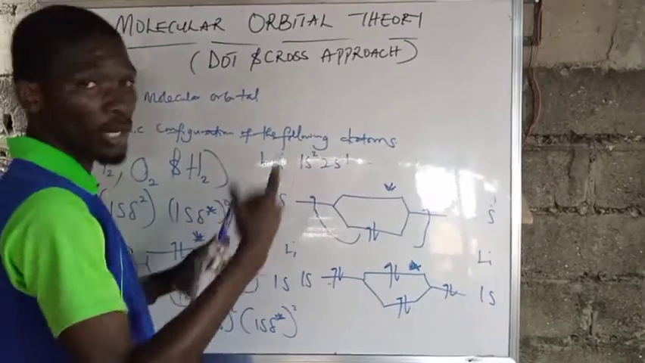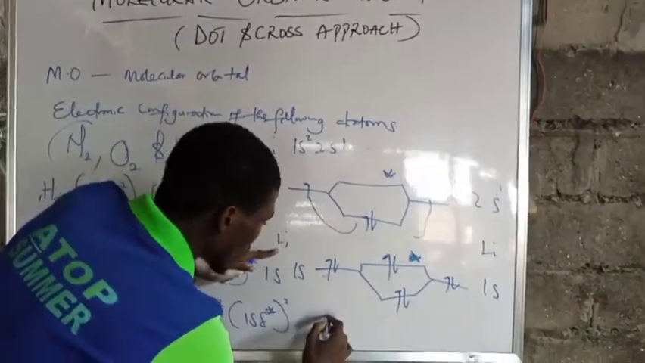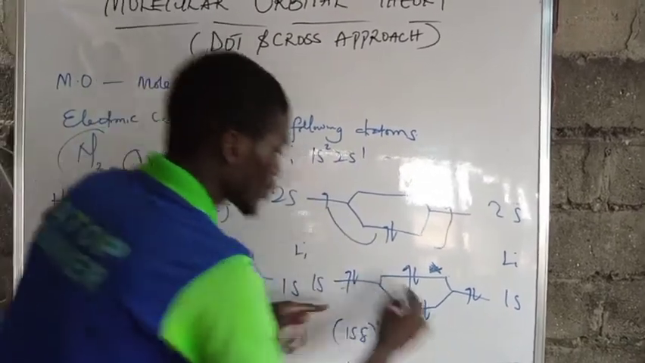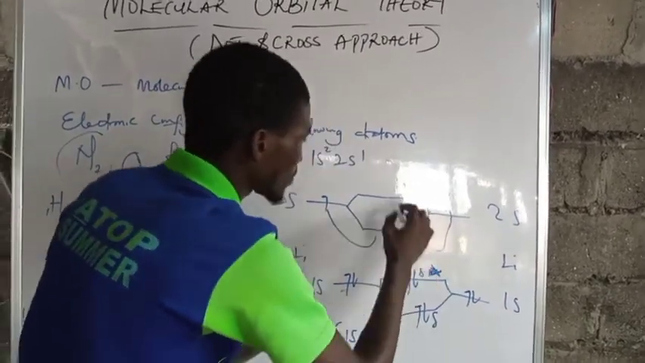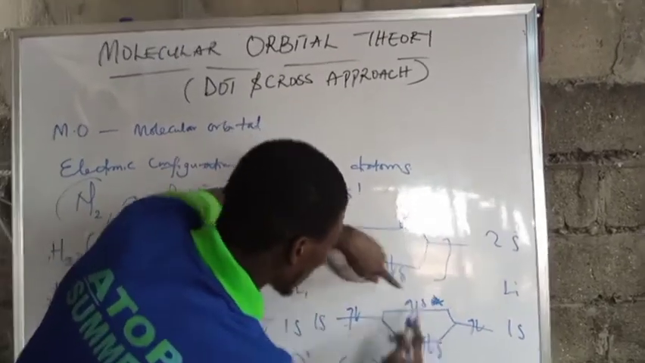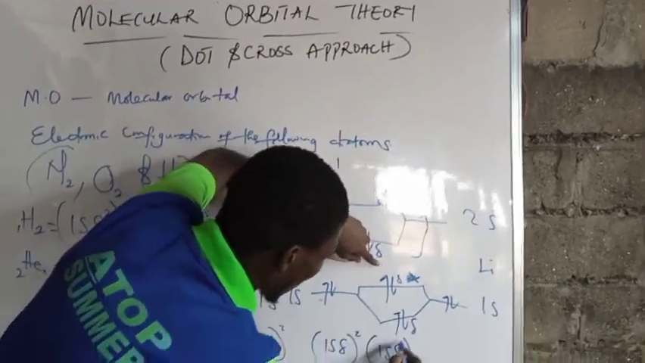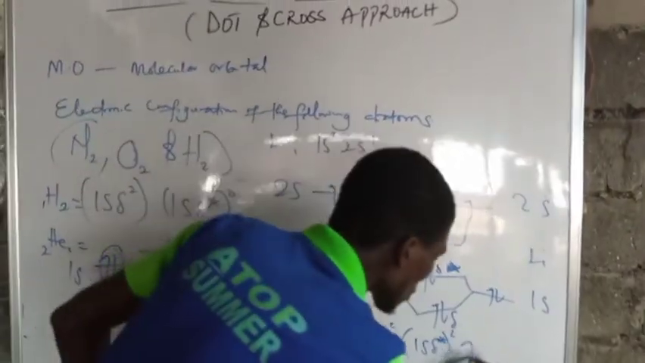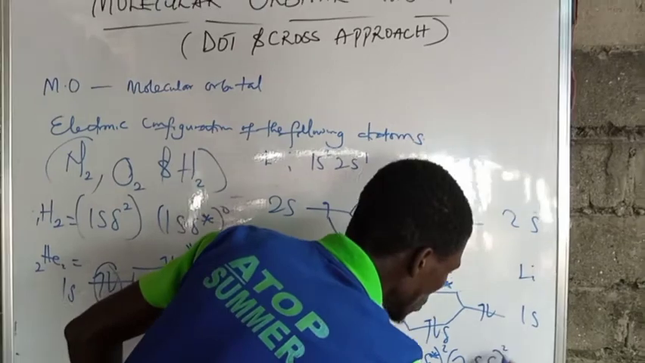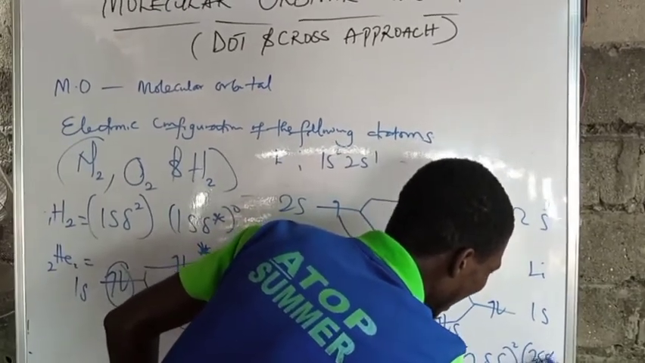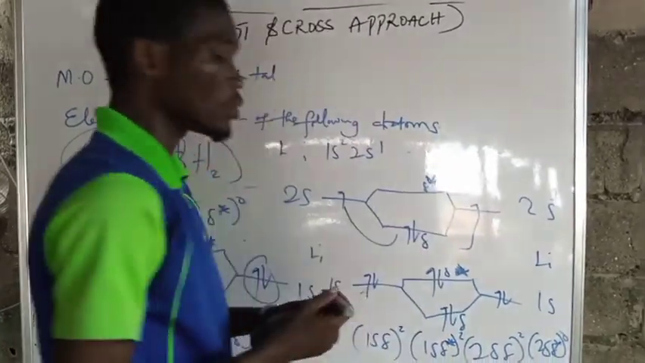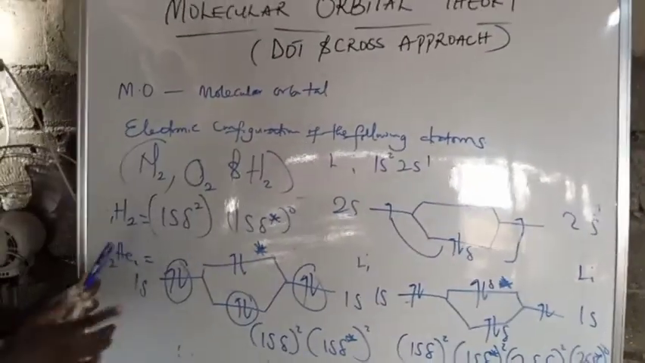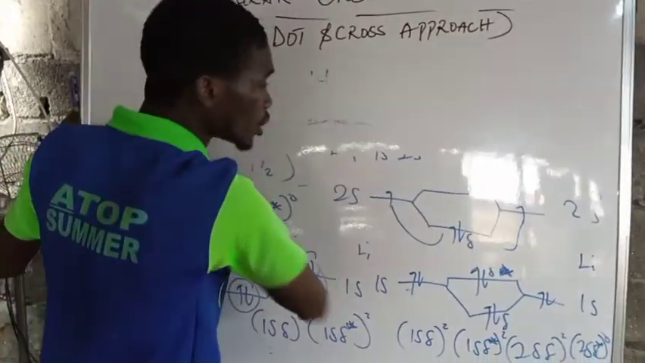So if we want to write the bond order now, the first one here is 1s sigma, we have 2 here. Sigma, sigma. So I have sigma here, we also have sigma here. Then the second one, which is this place, we have 1s sigma asterisk 2. While the other one is 2s sigma 2, 2s sigma asterisk, we don't have anything here, which is 0.